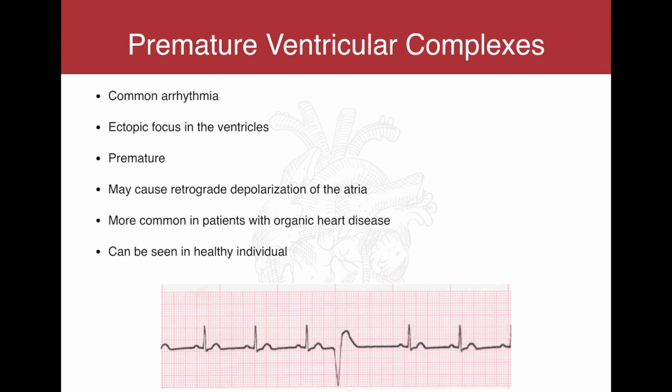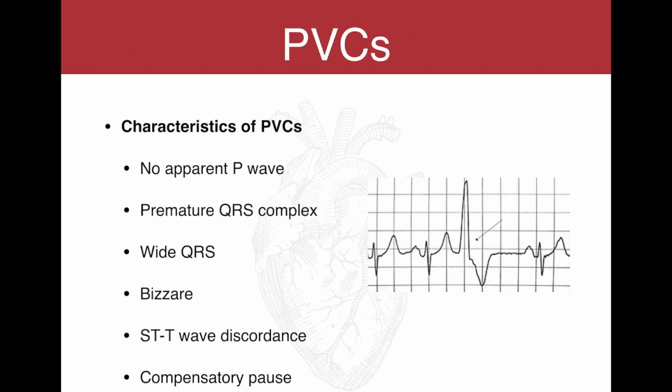So these beats are premature from an ectopic focus in the ventricles. They can retrograde depolarize the atria, but when they do, it's hard to spot it. Again, this can be seen in healthy individuals, but is more common in patients with some type of organic heart disease.